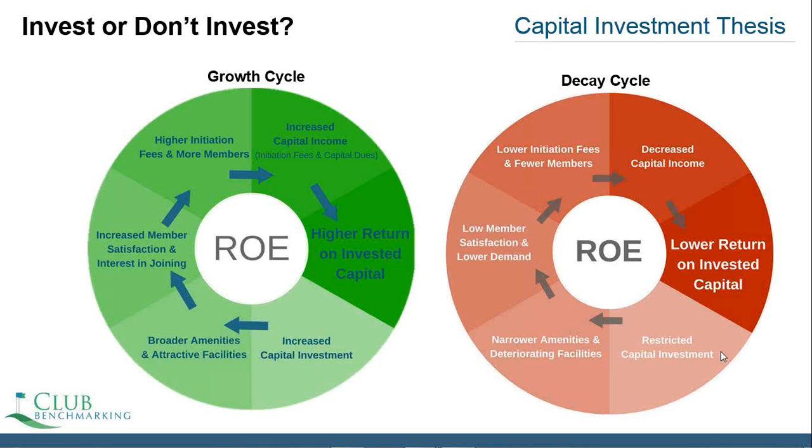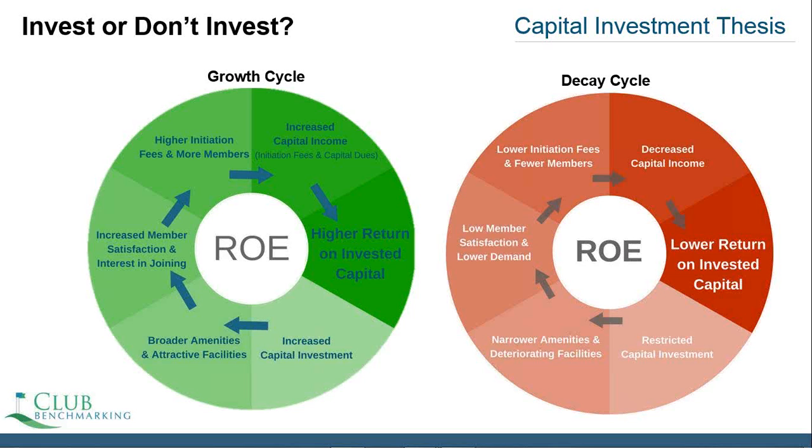You tend to have clubs that don't have the capital. So they have restricted capital investment. That drives narrower amenities. And hey, we know it, we see it, deteriorating facilities. You can tell when you walk through the door of a decaying club, a capital-starved club. You tend to have relatively low member satisfaction, certainly low member expectations. Now, satisfaction and expectations dovetail. But generally, if you've got restricted capital investment, you tend to see a lower demand scenario.